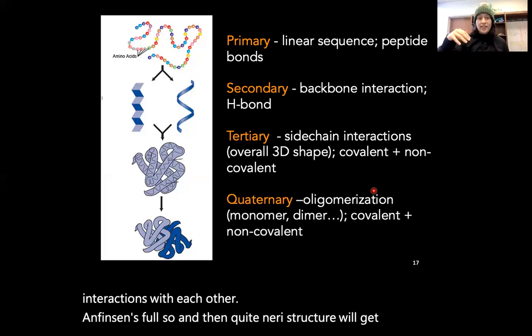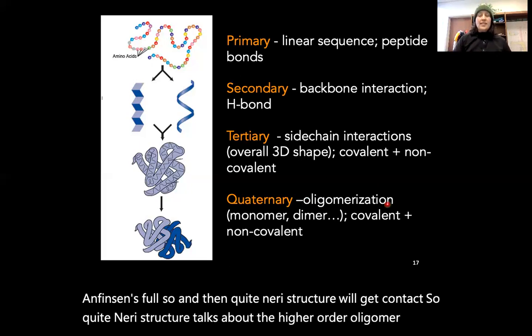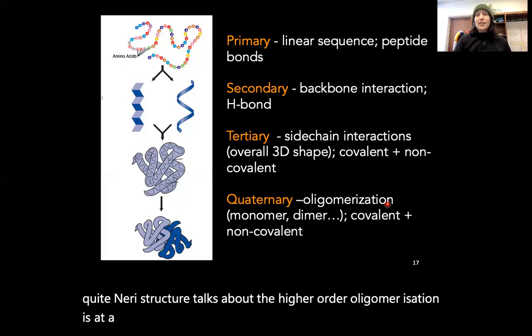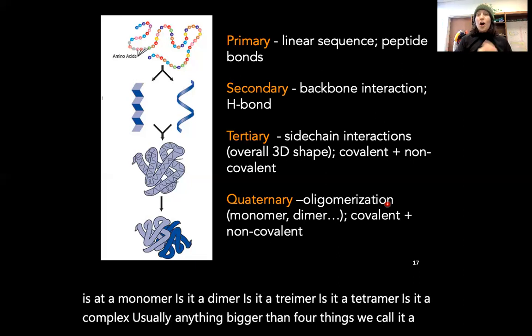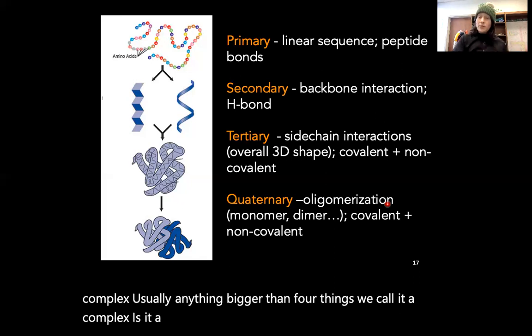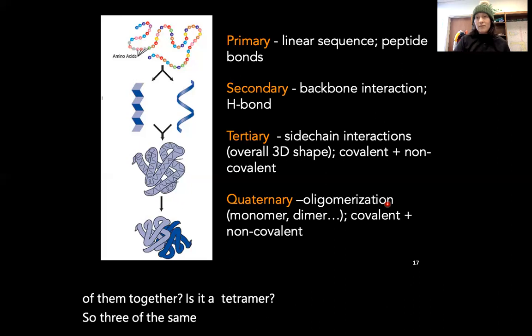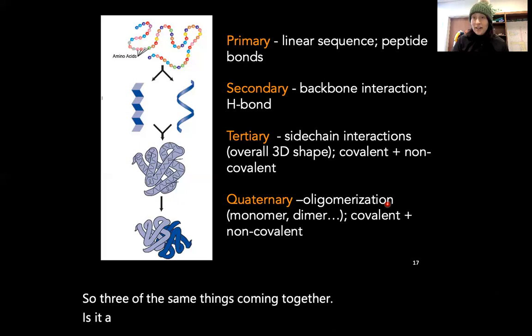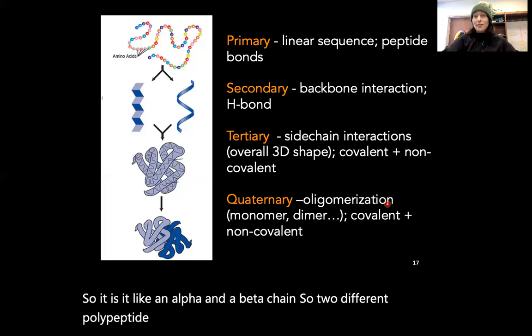Quaternary structure talks about the higher order oligomerization. Is it a monomer? Is it a dimer? Is it a trimer? Is it a tetramer? Is it a complex? Usually anything bigger than 4 things, we call it a complex. Is it a homodimer? Homo, same, so is it the same subunit, 2 of them together? Is it a homotetramer? So 4 of the same things coming together. Is it a heterodimer? Hetero meaning different, dimer meaning 2. So is it like an alpha and a beta chain? So 2 different polypeptide chains that assemble together.